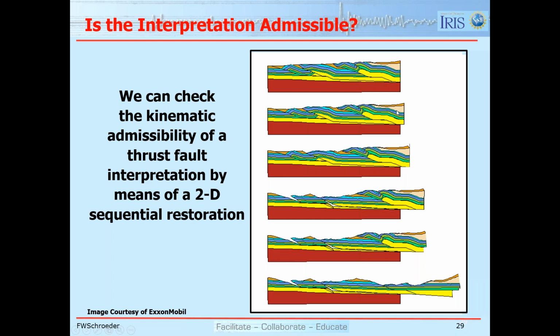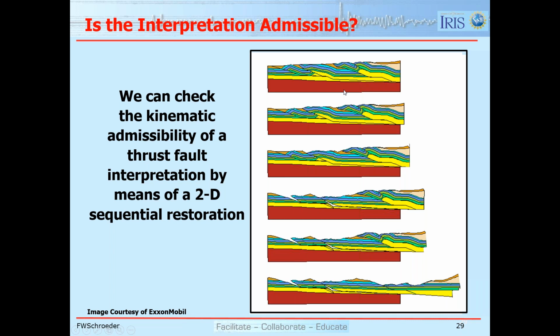And then we progressively try to back out the compression to look at the rocks prior to deformation. What we're looking for are places where we have gaps. And I think right here we have an overlap of stratigraphy. So gaps and overlaps tell me that something isn't quite right in the interpretation.